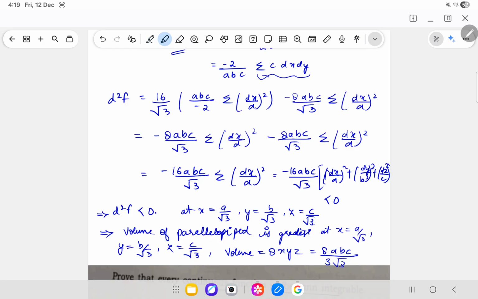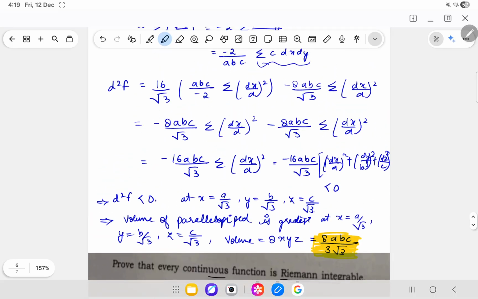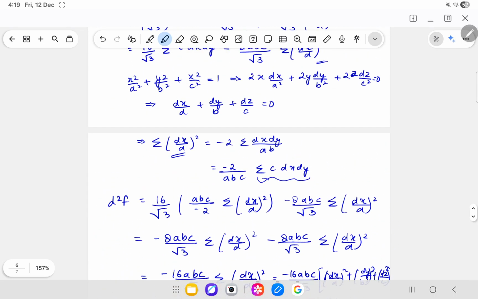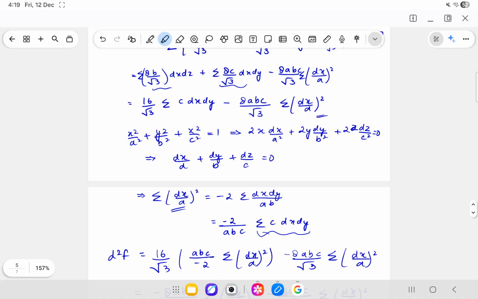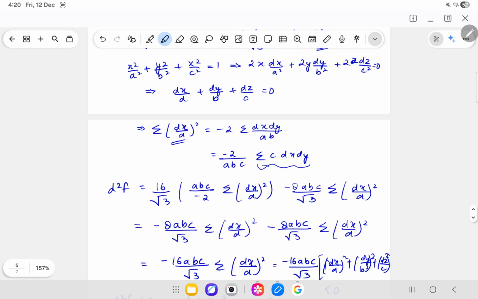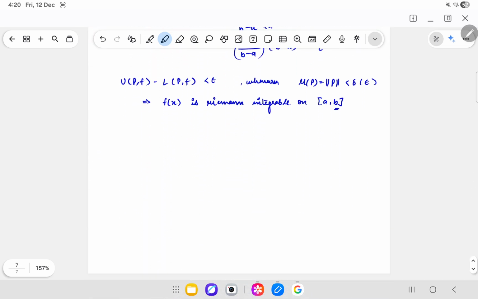We are supposed to show that the volume of the greatest parallelopiped that can be inscribed in the given ellipsoid is basically this. So we have shown this. This completes the question on real analysis asked in the 2025 examination, and this also completes our real analysis module. We'll start with the next subject in the next video.